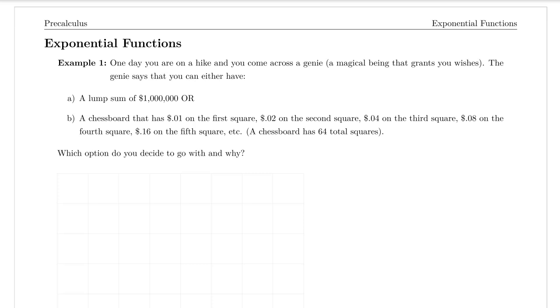or option B, which is a chessboard that has 1 cent on the first square, 2 cents on the second square, 4 cents on the third square, 8 cents on the fourth square, 16 cents on the fifth square, etc. A chessboard has 64 total squares. Which option do you decide to go with and why?